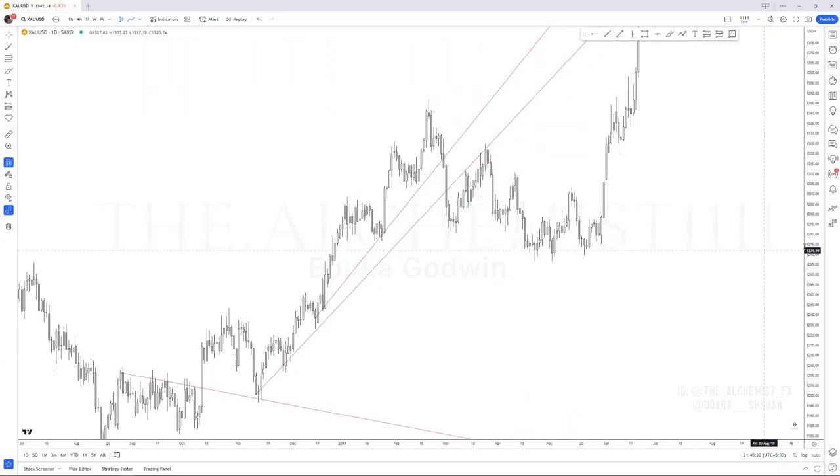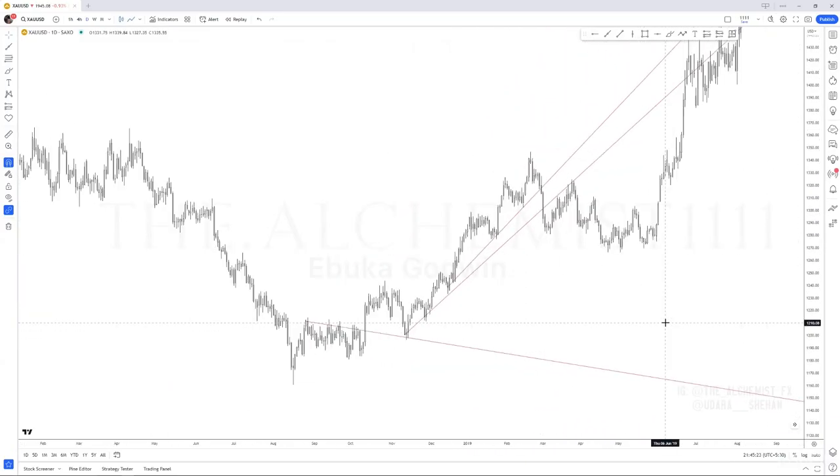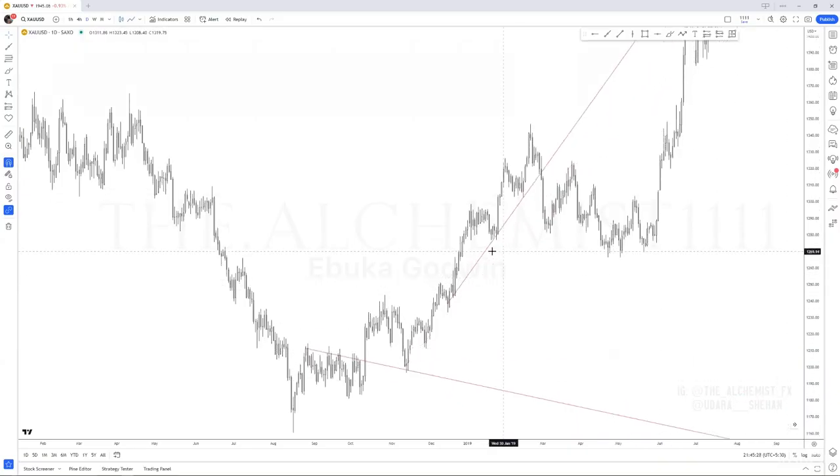Okay, so this is the thing. I'm not trying to show off or anything. I'm showing you the power of these trend lines. Okay, you need to trust them more. You need to trust them more, especially now.